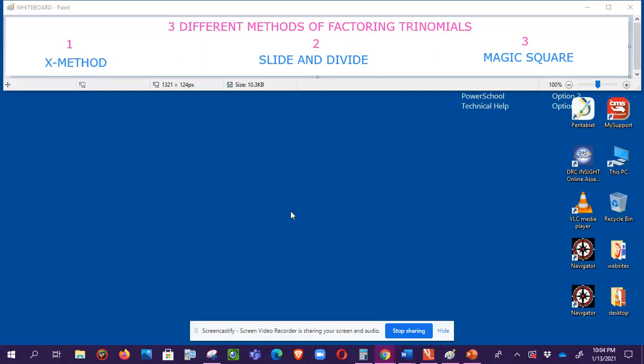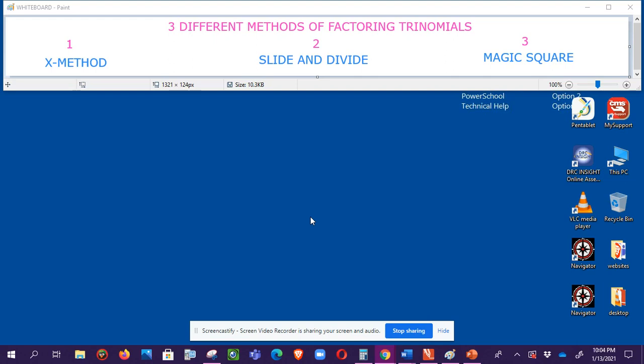Good morning. Today I will show you three different famous methods or ways of factoring trinomials: by X method, by slide and divide, and by magic square. As you can see on my screen, these are the methods that I will show you for this topic.